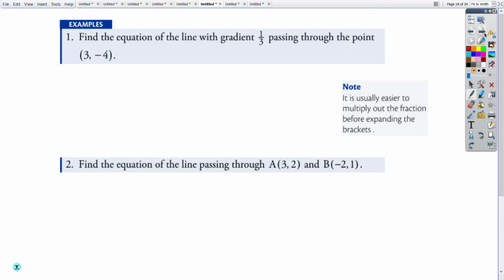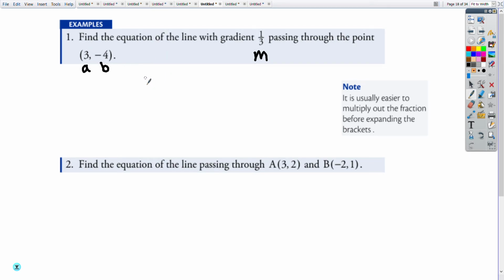Okay, let's look at these examples. Find the equation of the line with the gradient of a third passing through the point 3, negative 4. And so what we should do is, this is gradient m, and we call this the point A, and we call this the point B. The x coordinate being A, the y coordinate being B.